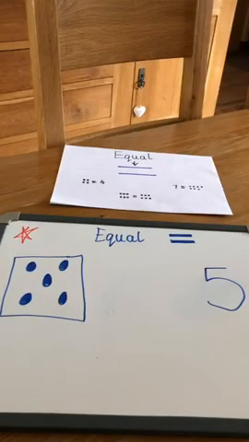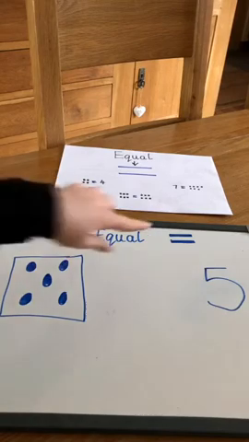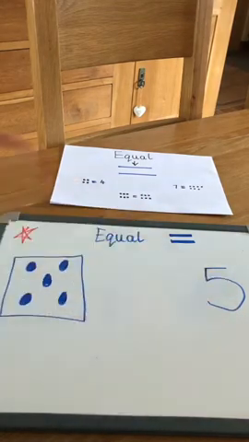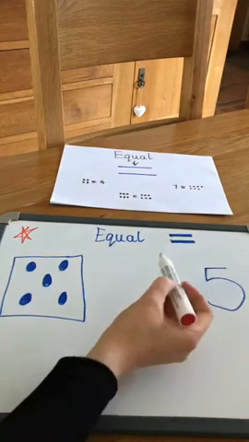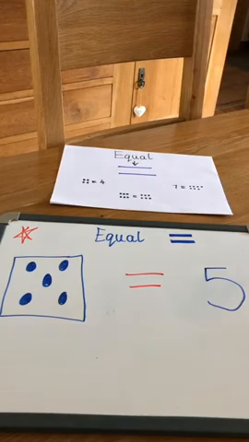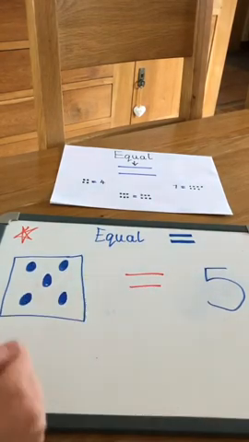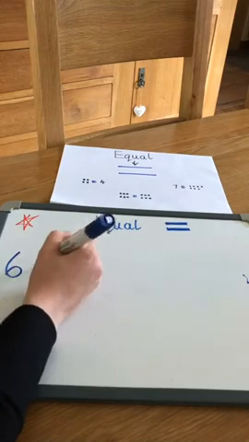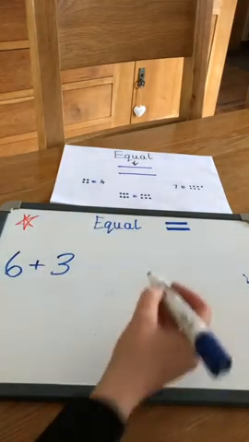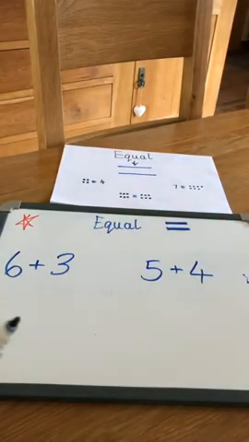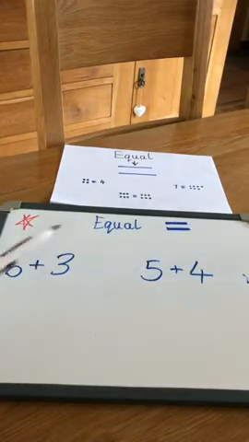Okay, 1-star challenges. So we are looking at the equal sign. So just as I said a minute ago, here is our equal sign. We only use it if things are equal. So if I've got 5 dots here and I've got the number 5 here, is that equal? Yes, it is. So we use the equal sign and we put it in the middle to say it is equal. Now we can also show that things are equal by putting a sum on either side as well. For example, I could have the sum 6 add 3, and I could have the sum 5 add 4. Okay, and I'm going to give you a minute to think about how much 5 add 4 is and how much 6 add 3 is.